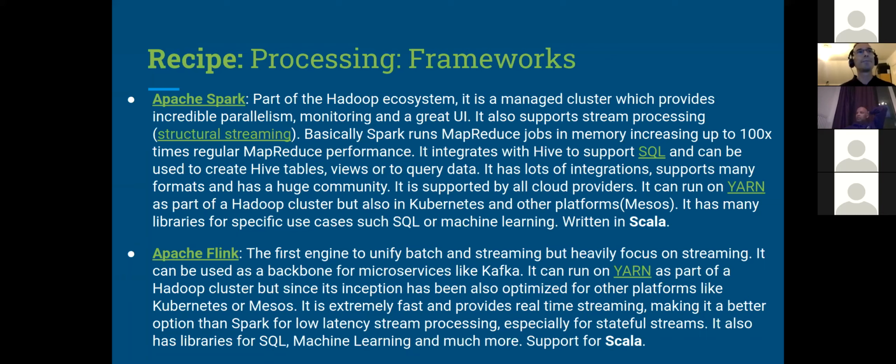all cloud providers. Apache Flink is newer and it was basically created to overcome the problems with Spark, to unify batch and streaming and to be able to have stateful streams of data, so you could compute aggregations based on time windows. It's faster than Spark, it's fully streaming, meaning that it supports real-time streaming, not like Spark that uses mini batches, and it also supports Scala. So I really recommend Apache Flink, it's really, really powerful.